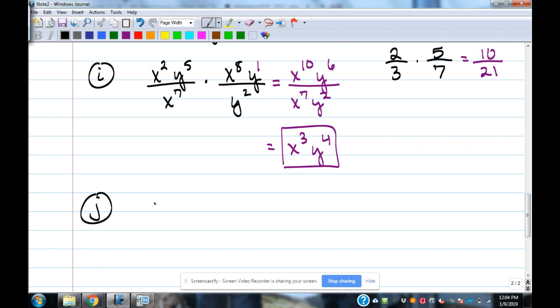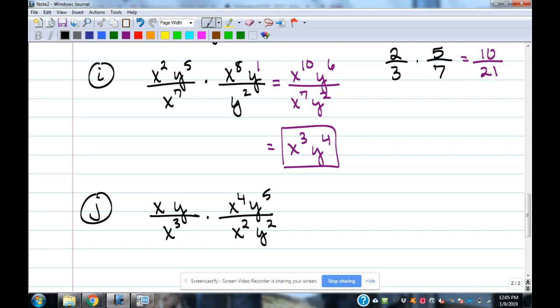Say we had x y over x to the 3rd times x to the 4th y to the 5th over x squared y squared. We want another one like that, so we know we've got an idea about what's going on here.